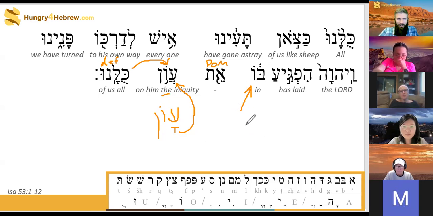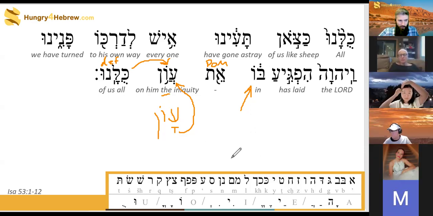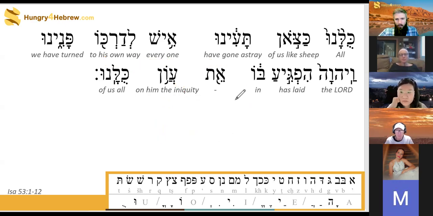So the question is whether this is referring to the servant or to something else. And if it is referring to the servant, is it still collective Israel or someone else? That's the heart of the debate, I guess. Christianity would say that this bo is referring to God's servant, but it's the messianic individual upon whom the sins of all of us are laid. Laying is something else.